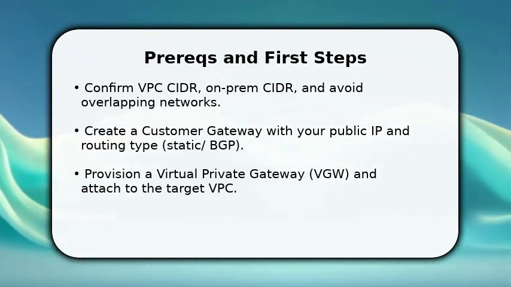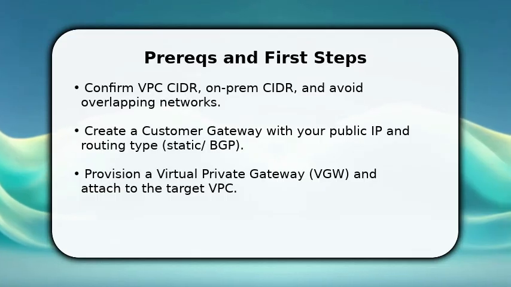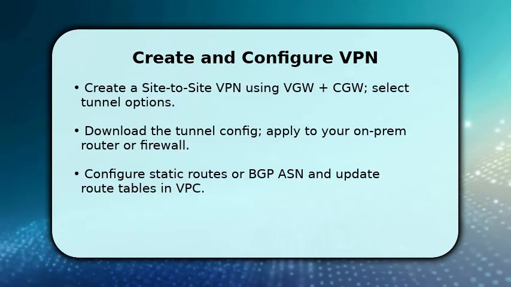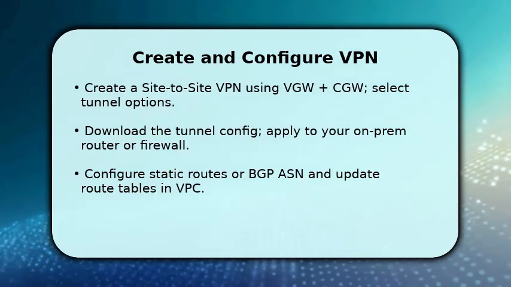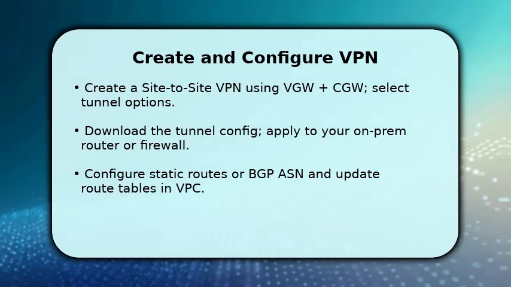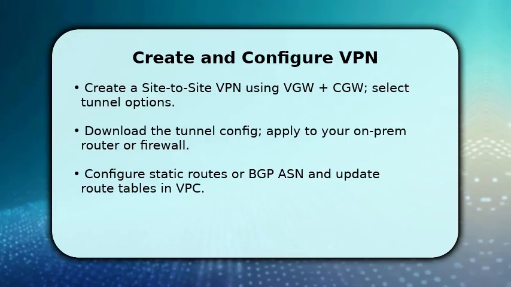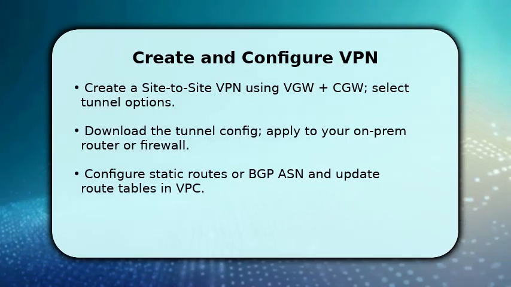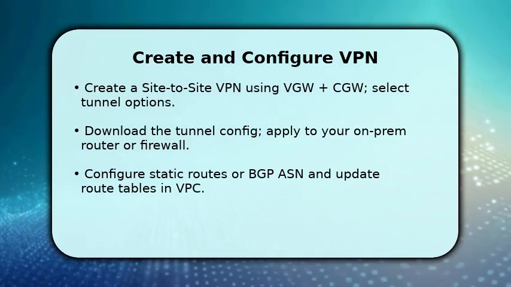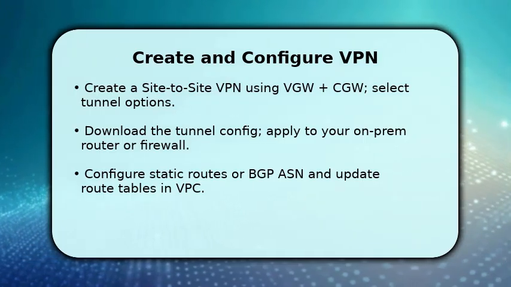Now create the site-to-site VPN in the console, selecting the virtual private gateway and your customer gateway. Choose tunnel options like encryption and pre-shared keys. After creation, download the vendor-specific configuration file or copy tunnel details. Apply those settings to your on-prem router or firewall so the peer IP, PSK, and IKE/IPsec proposals match.